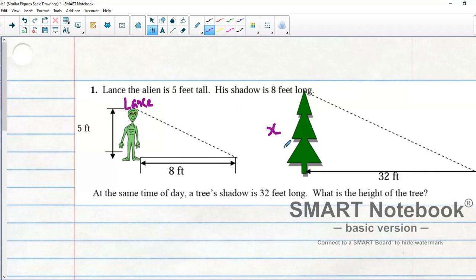All right, do you guys hear the ice cream truck? All right, that's funny.